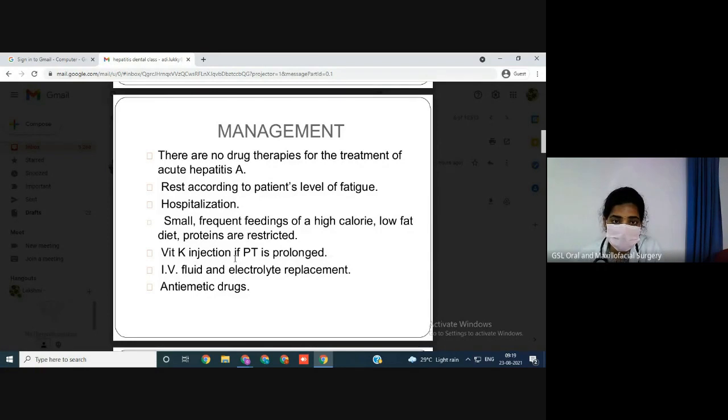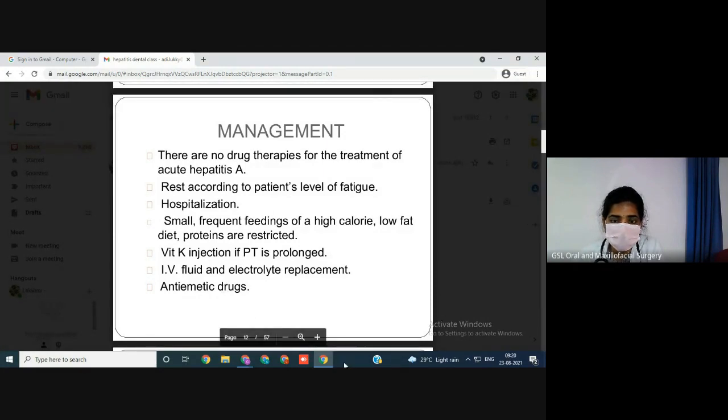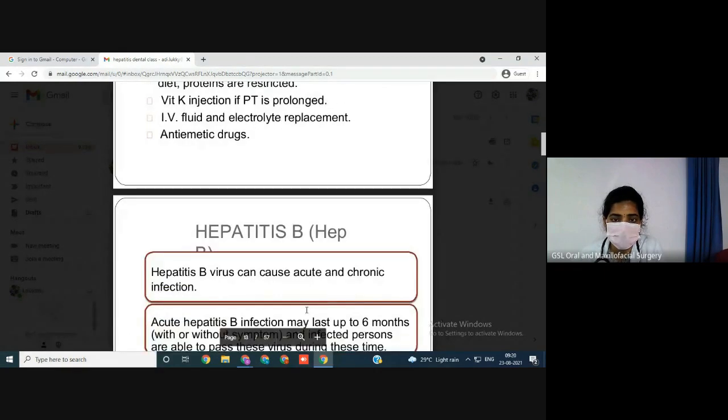So when the patient has abnormalities like recurrent hypoglycemia, you have to give a continuous glucose infusion to maintain serum glucose at an optimal level, and you have to give a restricted diet. And if your patient has any clotting abnormality, then you have to give vitamin K, IV fluid management, and anti-emetics if the patient has nausea.